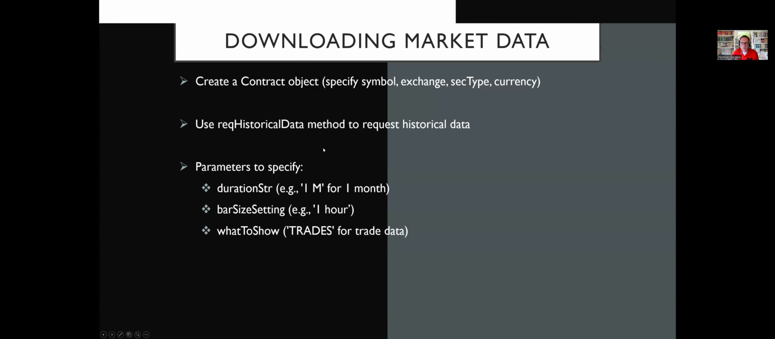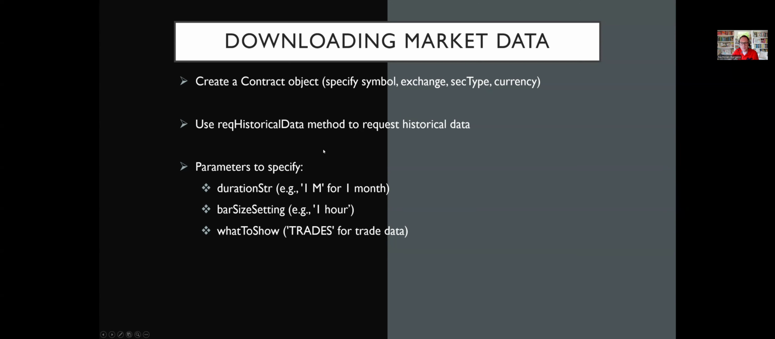So next is to talk about downloading market data. And the way this works is that we create a contract object so we know what market data we want to provide.